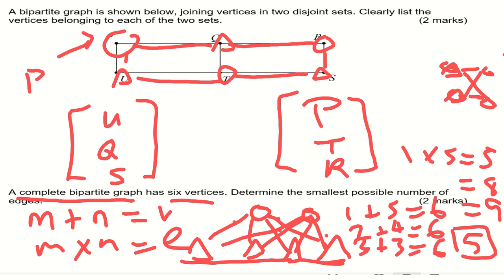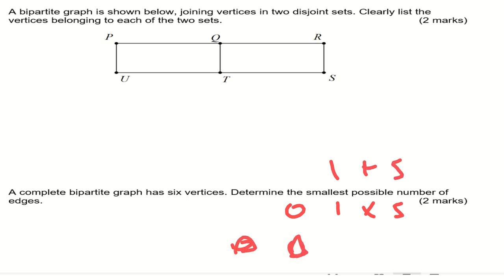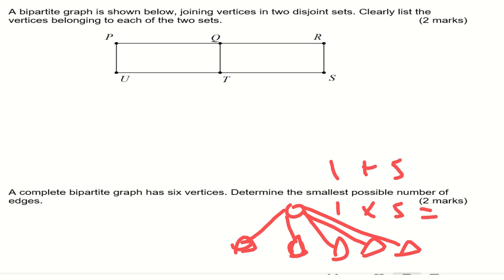And I can actually show this to you. Let me quickly erase all this. I can have one group, remember 1 plus 5 vertices: 1, then 2, 3, 4, 5 with the triangles. I should get 5 edges: 1, 2, 3, 4, 5. That is a complete bipartite graph because I'm connecting to every element in the other set. Okay, so the answer is 5.